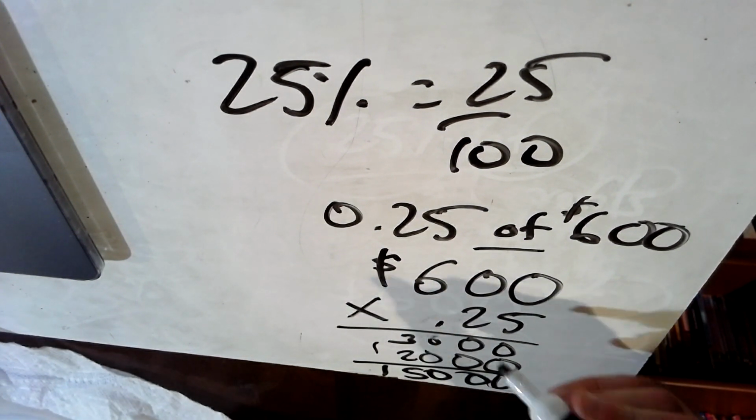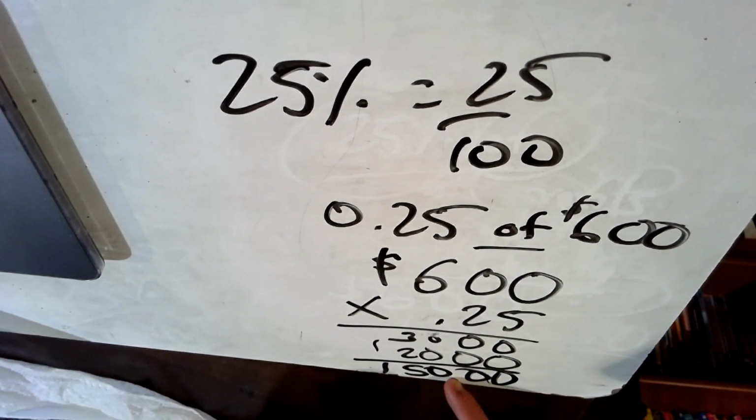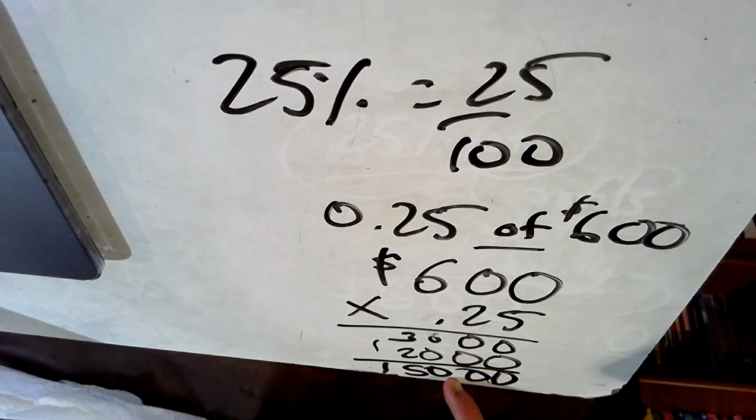25% is less than half. I think the decimal should go right there. $150 seems like 25% of $600.